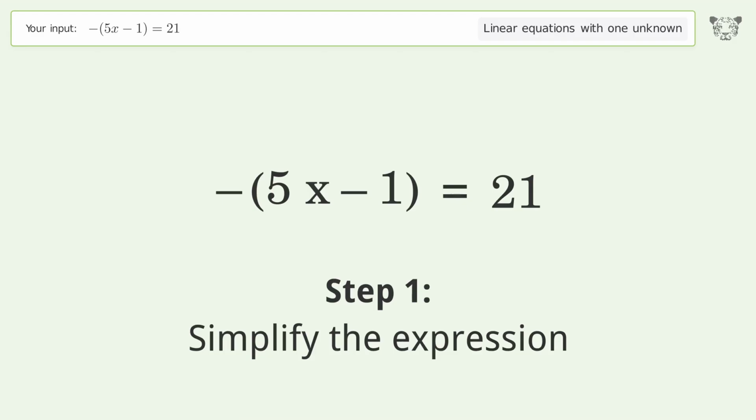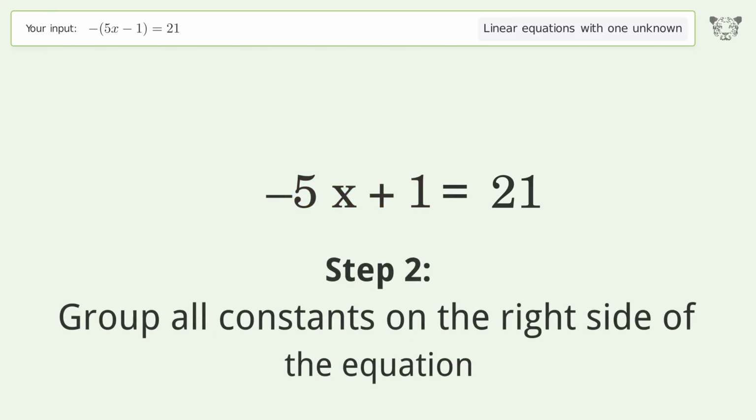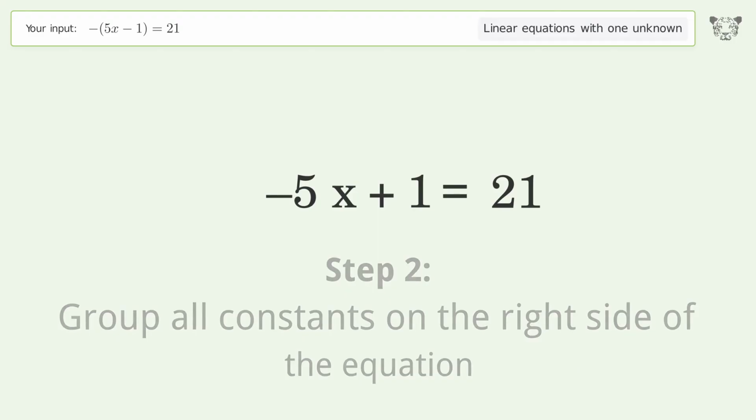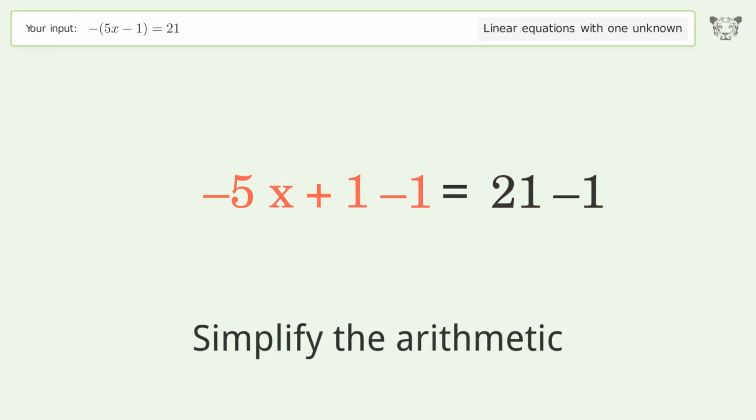Simplify the expression. Expand the parentheses. Group all constants on the right side of the equation. Subtract 1 from both sides. Simplify the arithmetic.